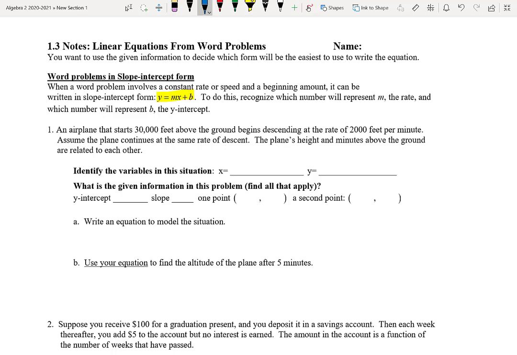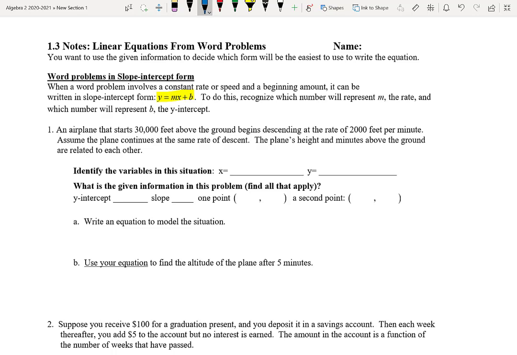So in this first one here, number one tells us that we have an airplane that starts 30,000 feet above the ground and begins to descend at a rate of 2,000 feet per minute. We're supposed to assume that the plane continues at the same rate of descent. The plane's height and minutes above the ground are related to each other. So this next set of statements here are just for you to help guide you to our solution. You don't necessarily need to fill out all of these different things in order to solve the equation. A lot of you will just do this naturally or without having to write it down.